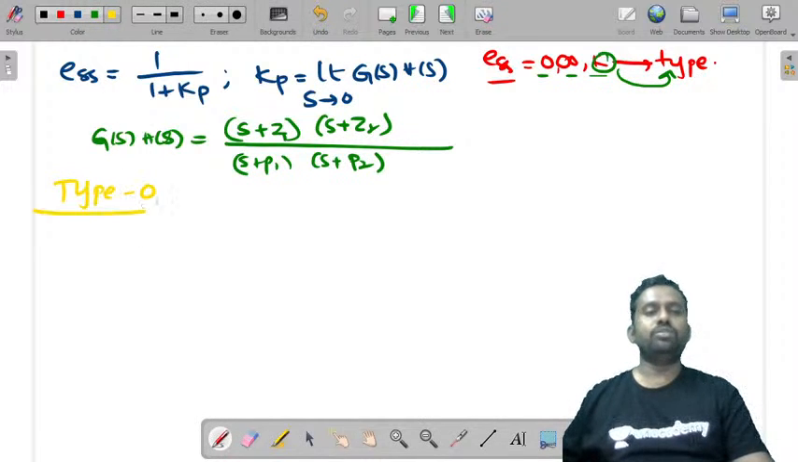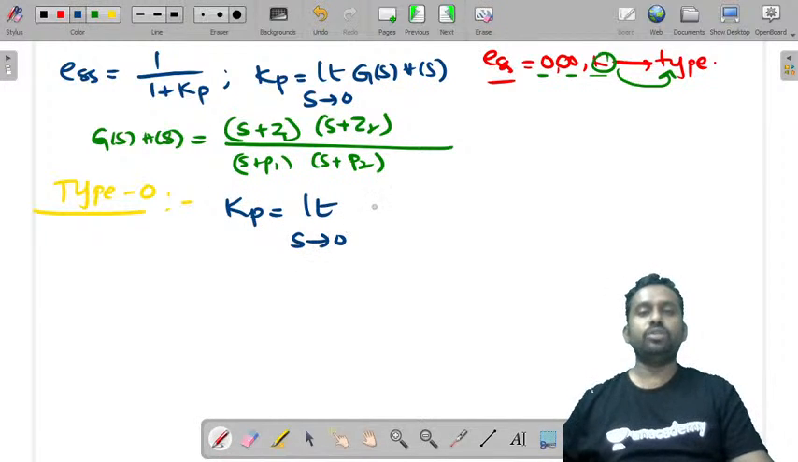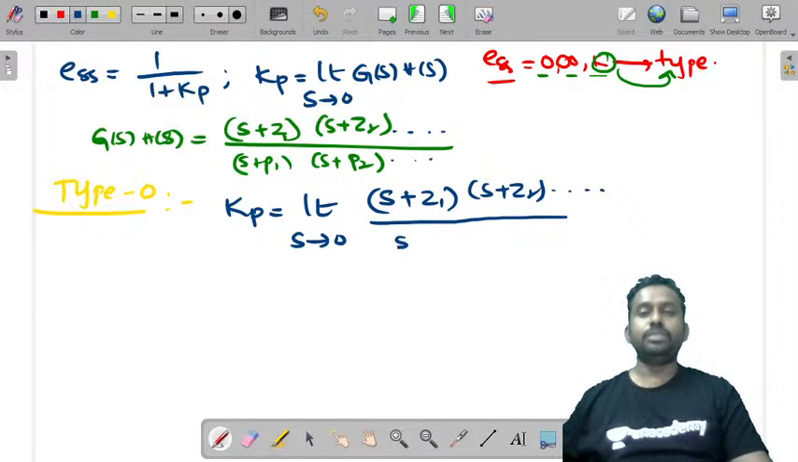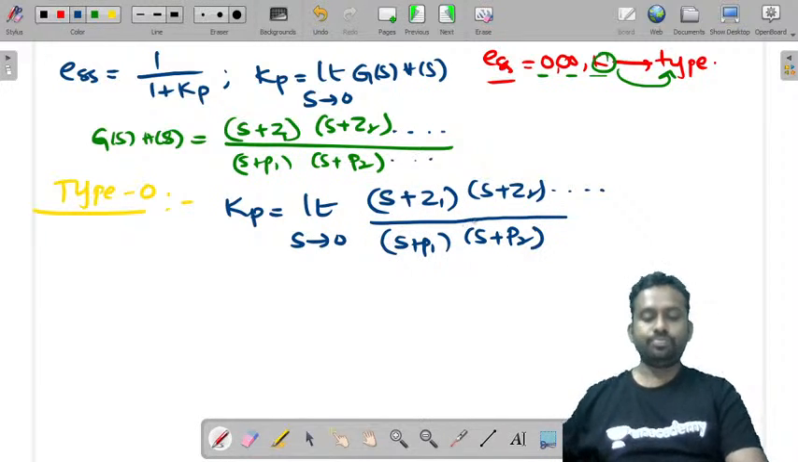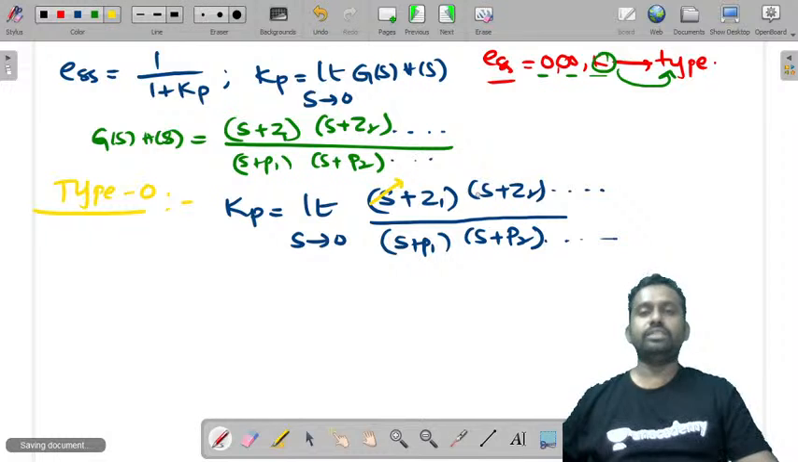If we take a type 0 system, now let's see what is Kp first. Kp is equal to limit s tends to 0 of G of s into H of s, which is (s plus z1) (s plus z2) and so on, by (s plus p1) (s plus p2). If you substitute s is equal to 0 here, you'll get a constant value, right?